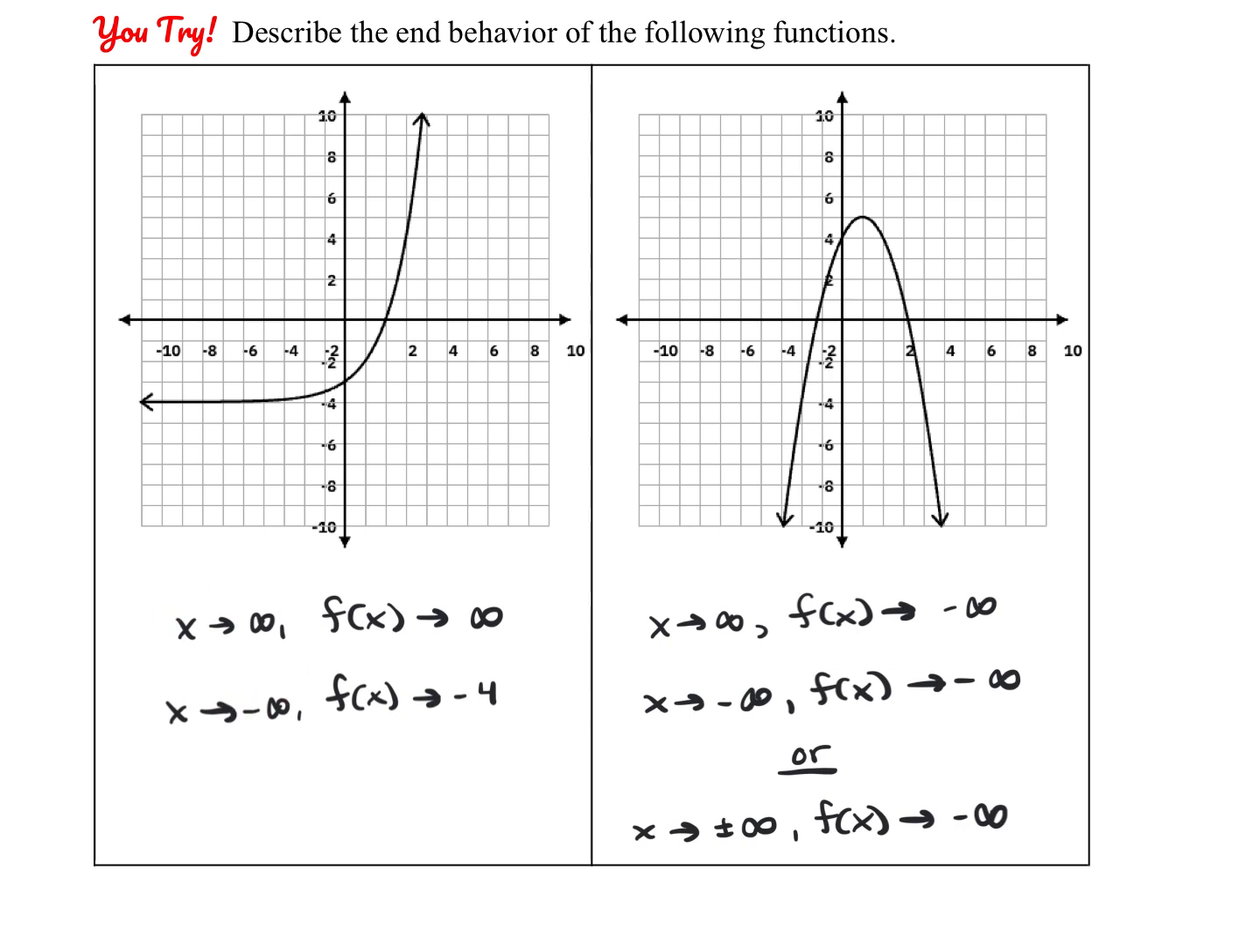So for the first one, as x approaches positive infinity, f of x approaches positive infinity. And as x approaches negative infinity, f of x approaches negative 4. And then on the second graph, you can see that on both sides, to the right and left, our graph is heading down towards negative infinity. So you can write your end behavior separately, or if you have the same end behavior, you are more than welcome to write as x approaches plus or minus infinity, f of x approaches negative infinity. Either way is totally fine.